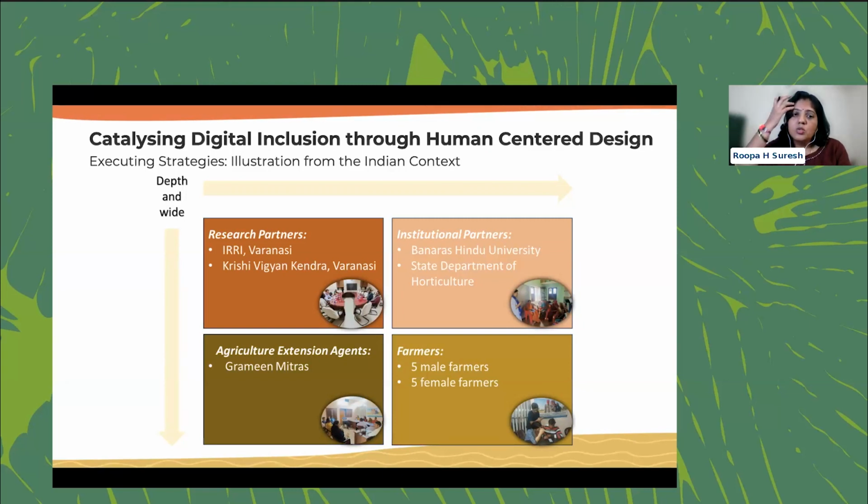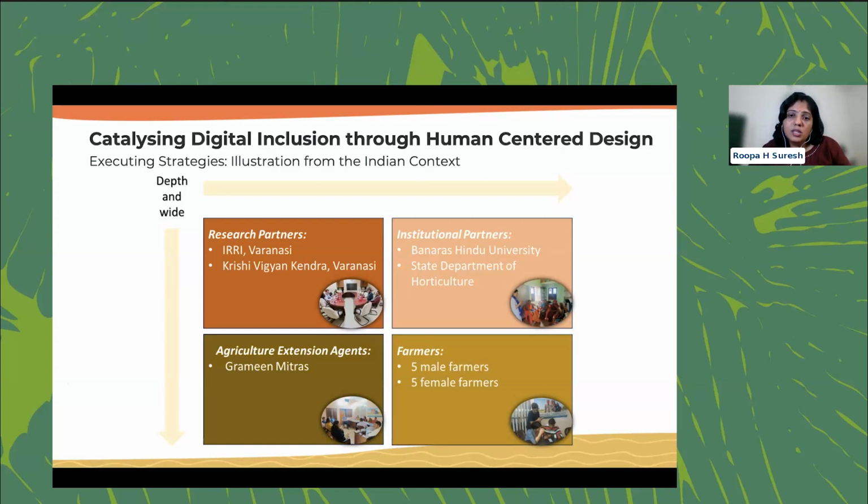So these IRRI and Krishi Vigyan Kendras, a lot of research would have taken place and they would be well documented as well. So we had a session with them to understand how these sustainable land management practices promoted could be under the umbrella of digital advisory services and how to reach it to the farmers.